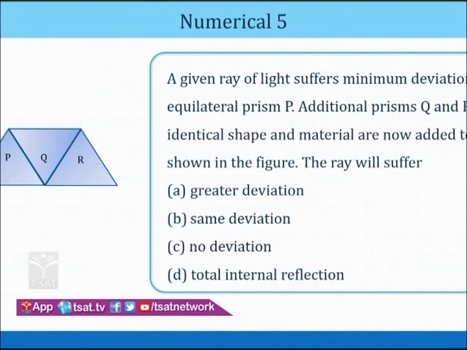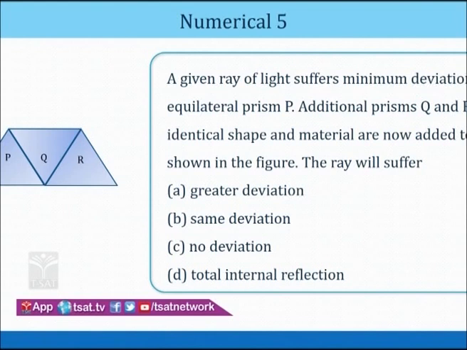Remember, very important point, identical shape and material means they are similar, are now added to P as shown in the figure. Now the ray will suffer, they have 4 options: greater deviation, same deviation, no deviation, or total internal reflection. The question means to say that if you have a single prism P, then you are getting some deviation. Now you are putting 2 additional similar equilateral prisms of same shape and same material, Q and R, as shown in the diagram.